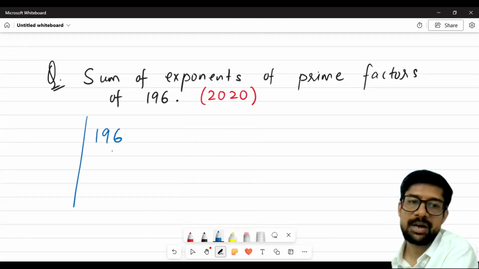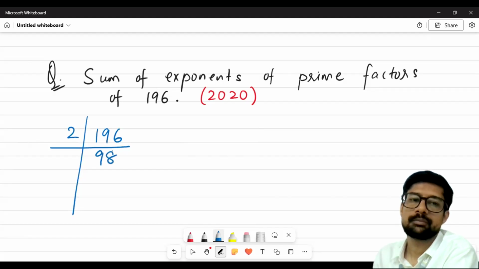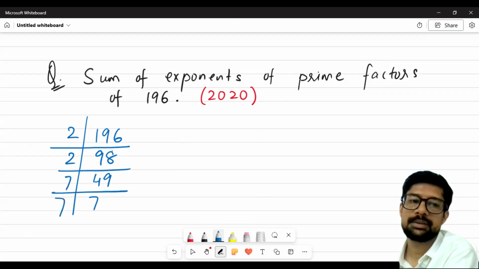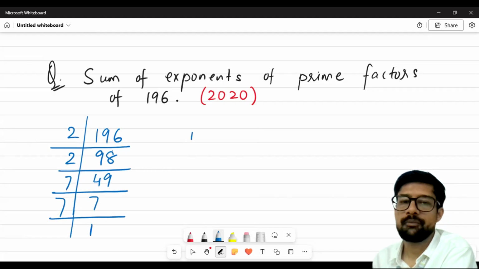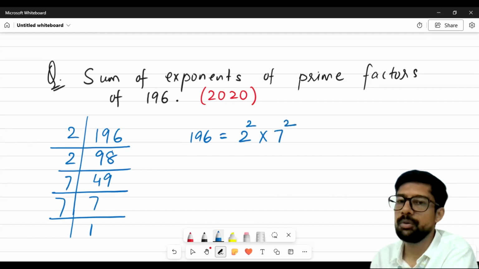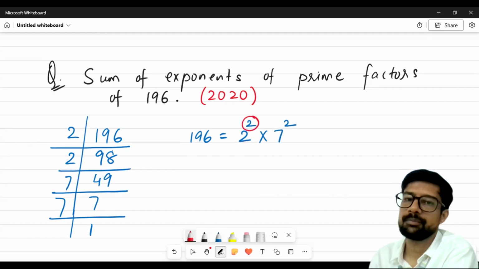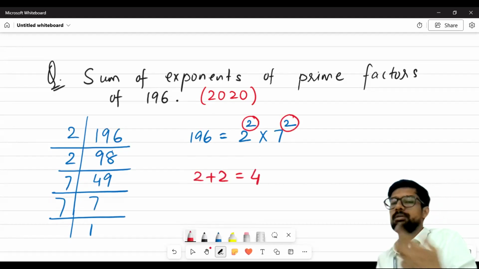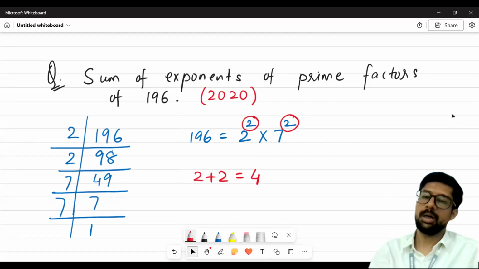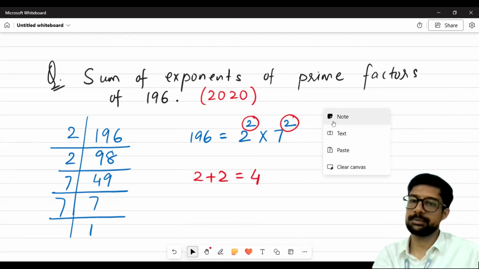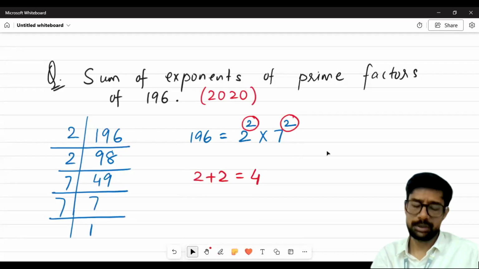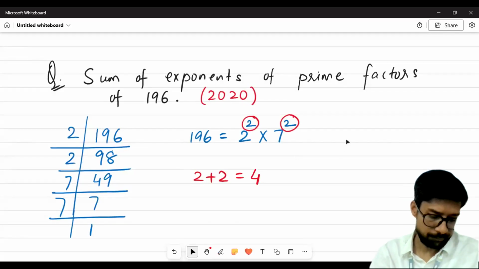So we have to completely factorize 196. Started with 2. So 196 is 2 to the power 2 times 7 to the power 2. The sum of exponents: these are the exponents, and when they are added, they give us 4. So it is a generalized question. A question from every range will be available in the board exam for you to execute. Okay, let's take the next range then.